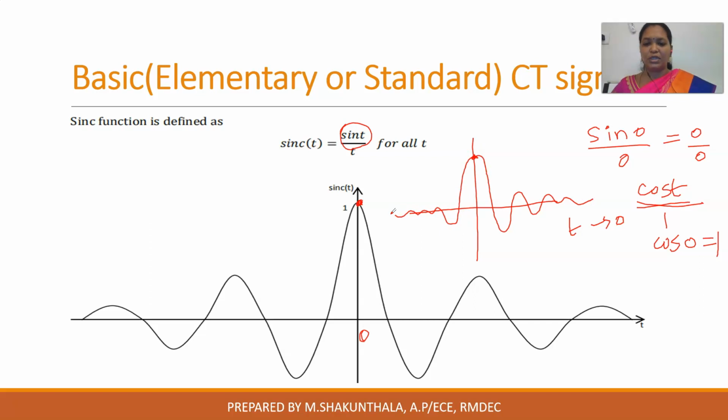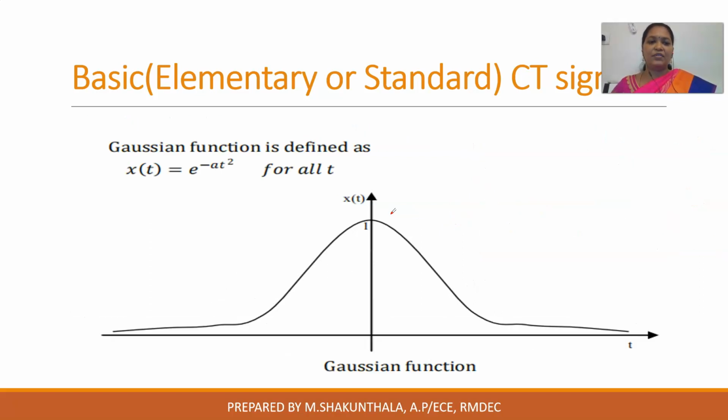Gaussian function. The Gaussian function is given by x of t equal to e power minus a t square for all t. Again, when I substitute t equal to 0, what happens? E power minus 0 is 1. So at t equal to 0, the amplitude is 1. Since it is given for all t, let me consider the left side as minus infinity and the right side as infinity.